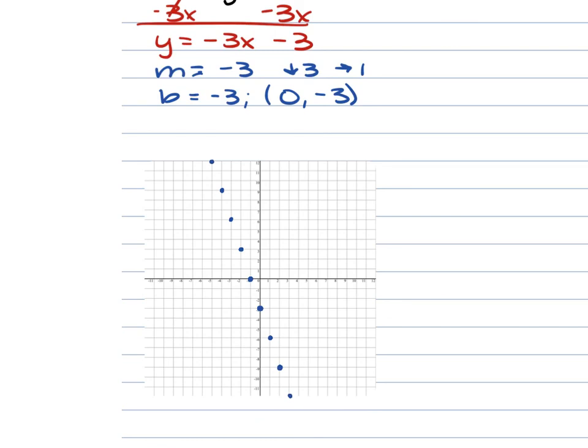I have all of my ordered pairs here that go through this coordinate plane to give me my line. So I draw my line through my points, and then my y-intercept is that 0, -3, so my x-intercept is that -1, 0.